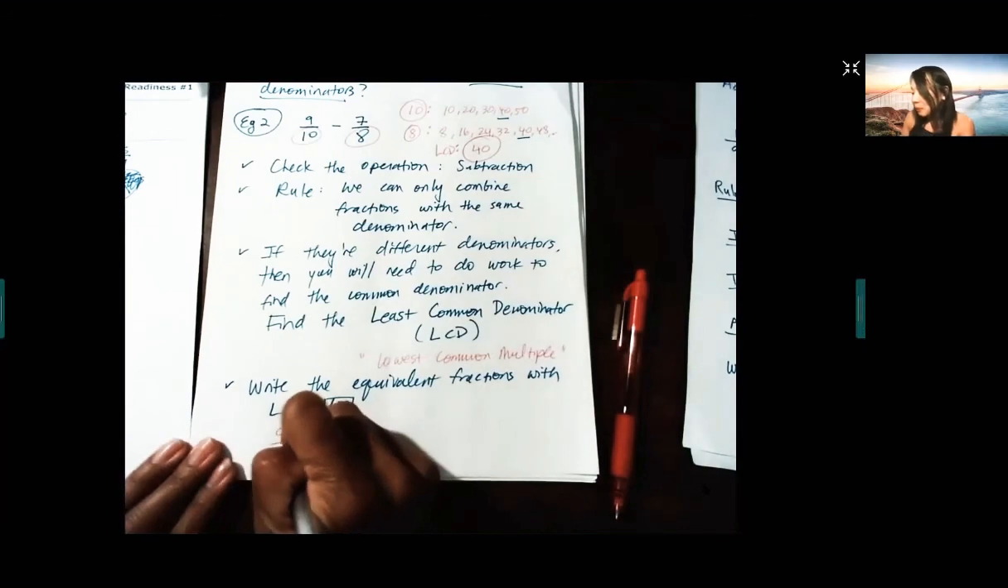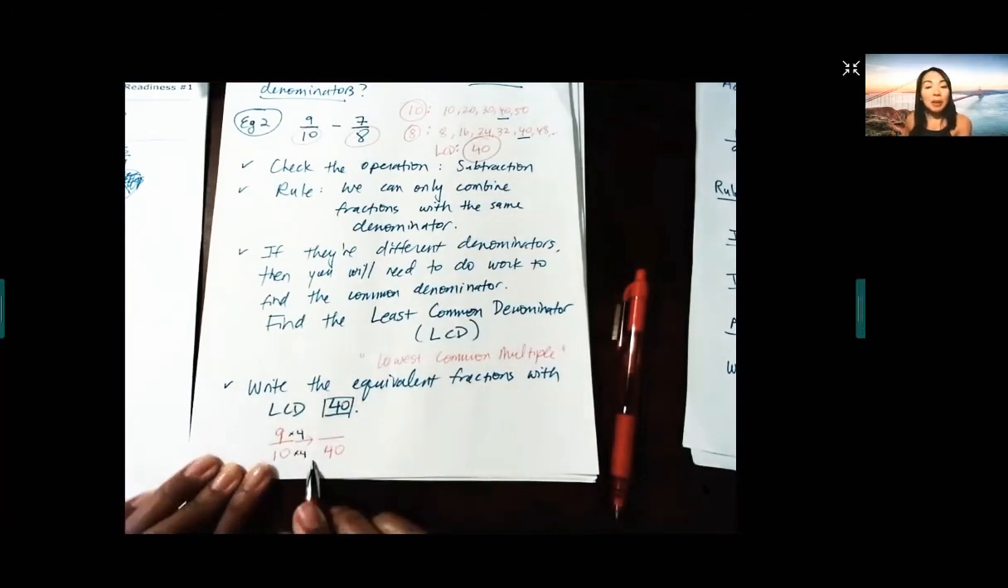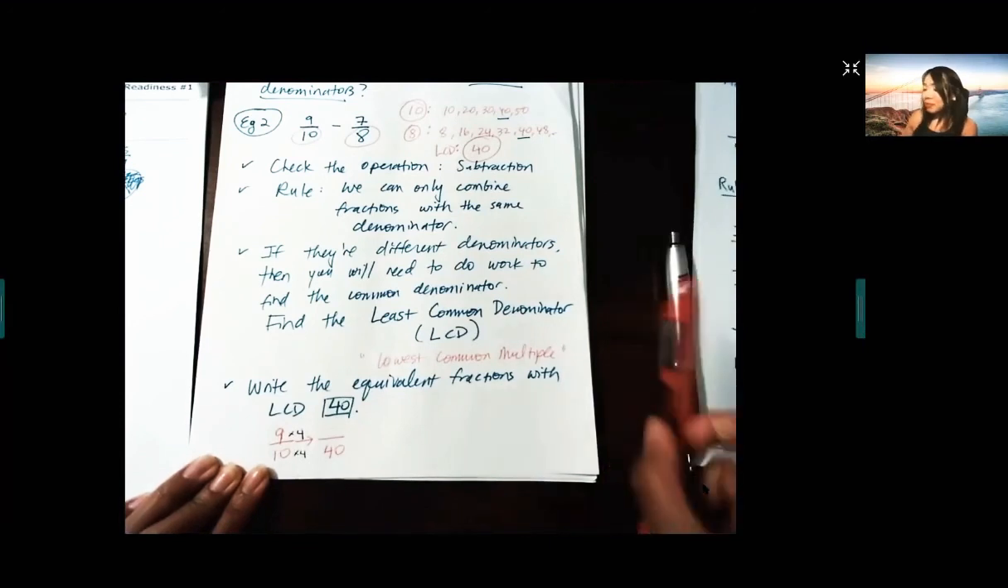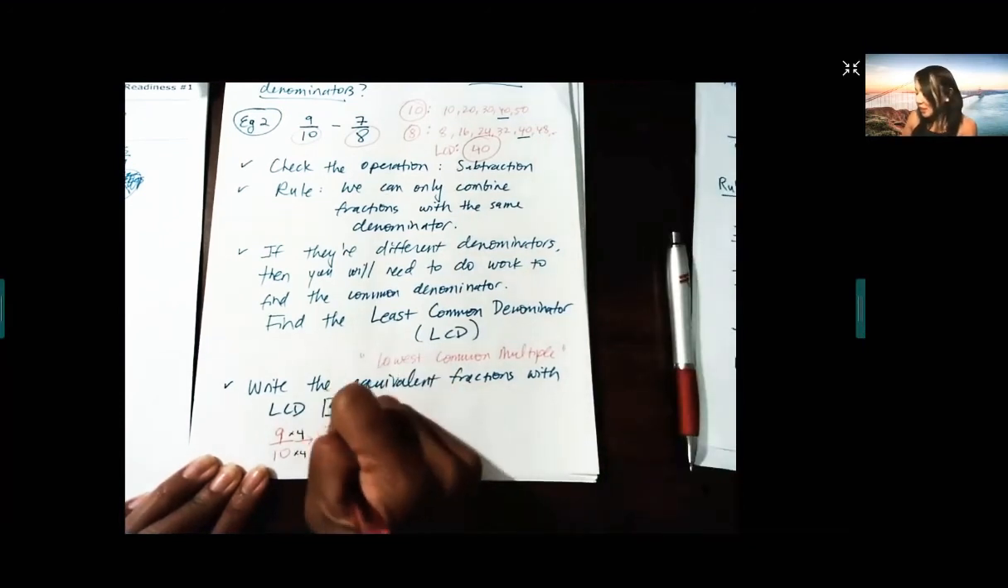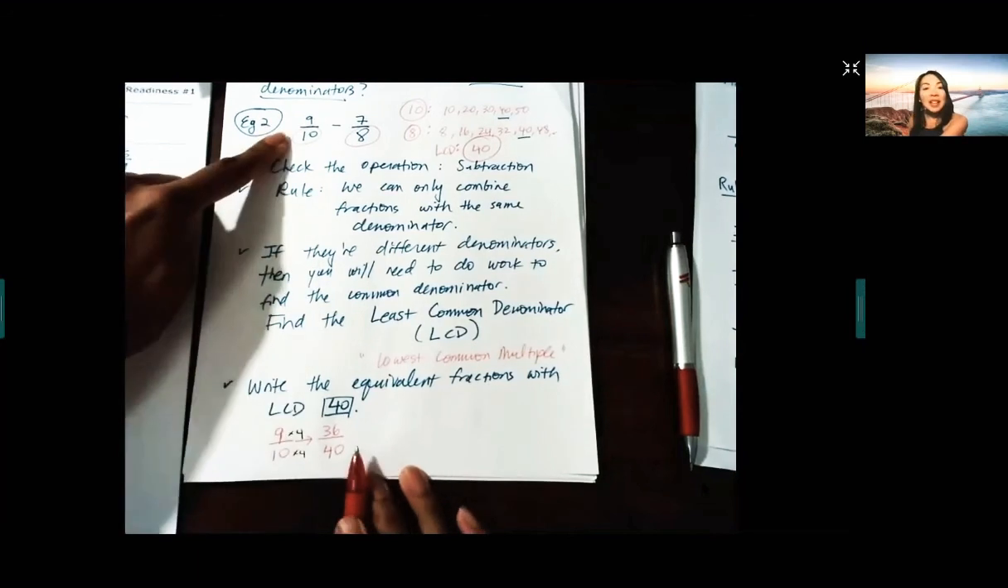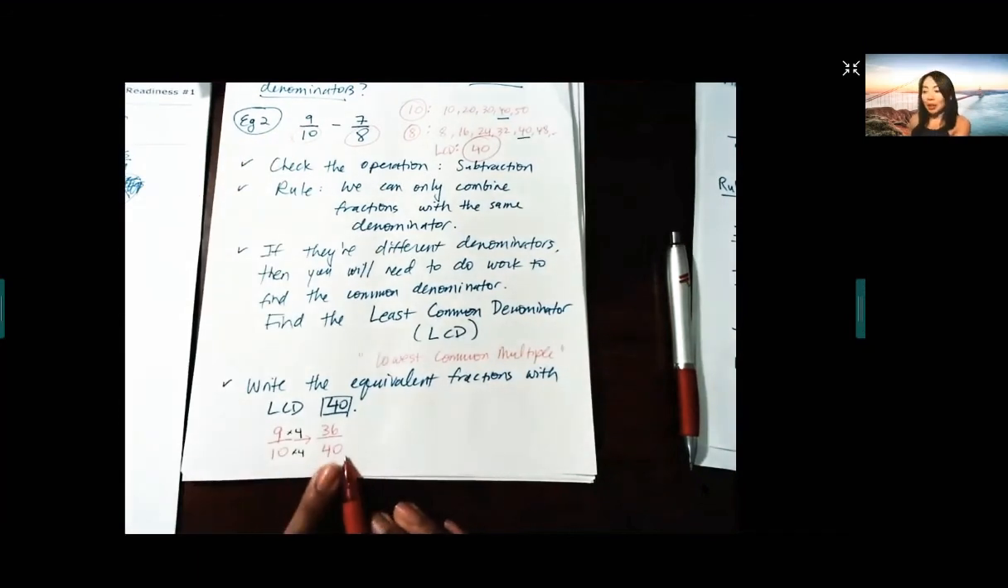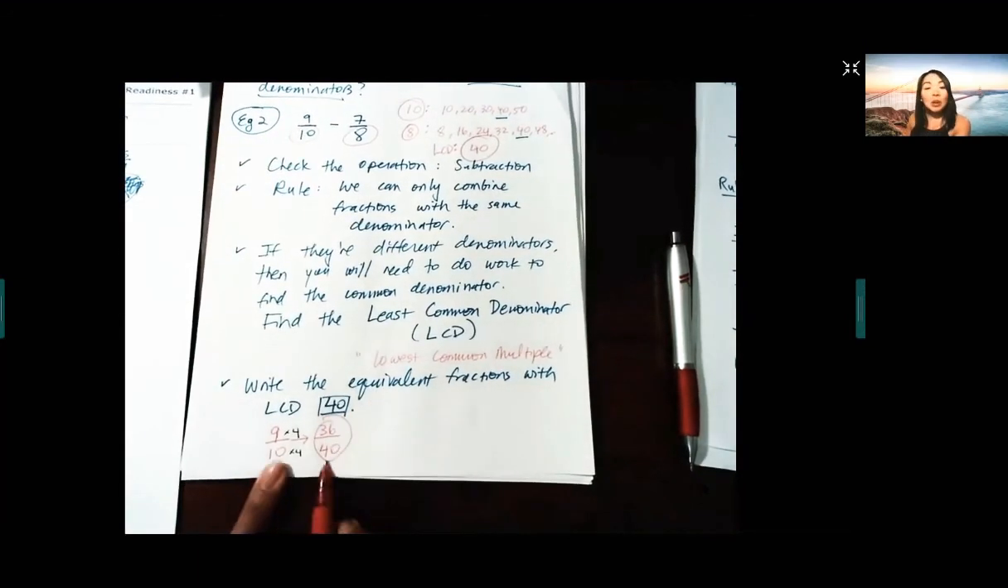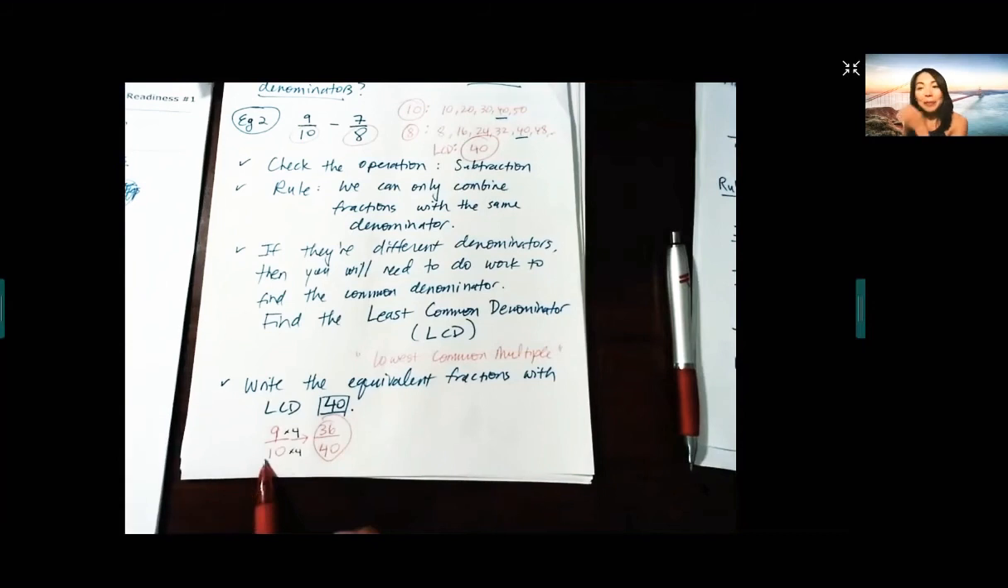So here, if I multiply by 4 in the bottom, I get 40. If I multiply by 4 on top, I get 36, right? So now this 9/10 has become 36 over 40, okay? So these are what we call equivalent fractions. They're the same fraction, it's a bigger version of that one, right?